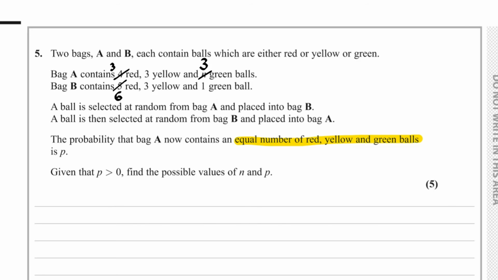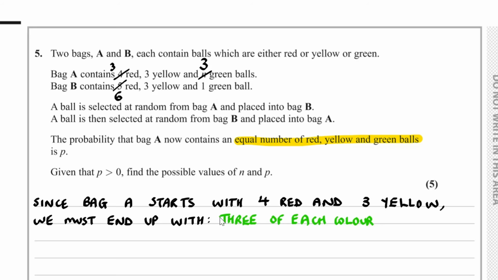So let's just write that down. Because we start off with 4 red and 3 yellow, we must end up with 3 of each colour. That's one option. There is another option.